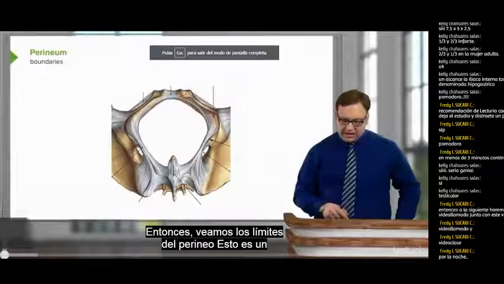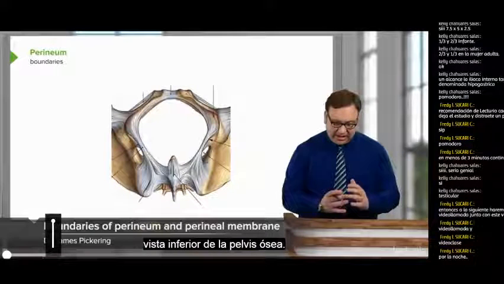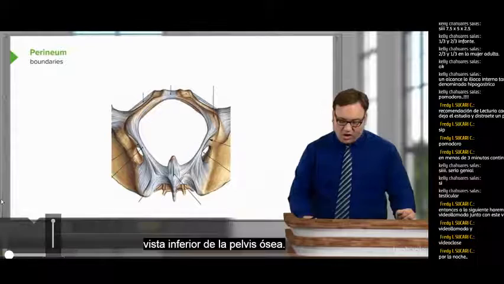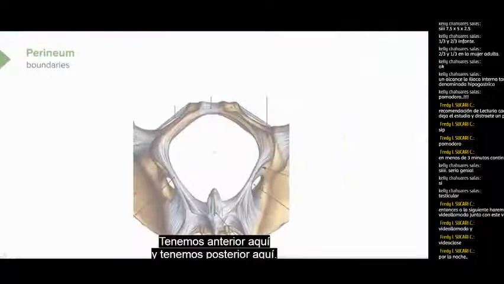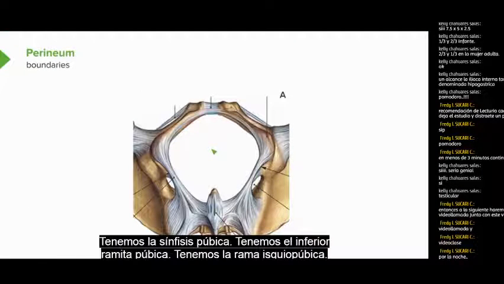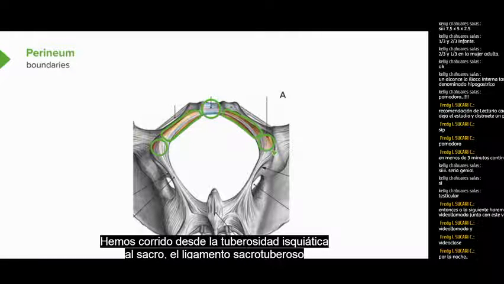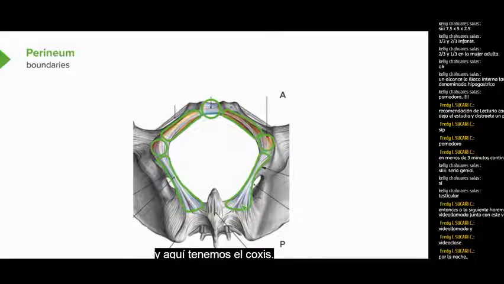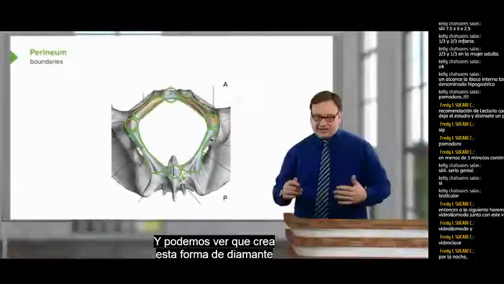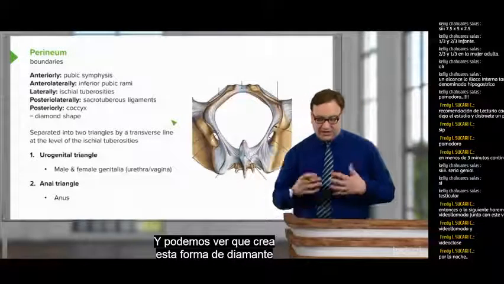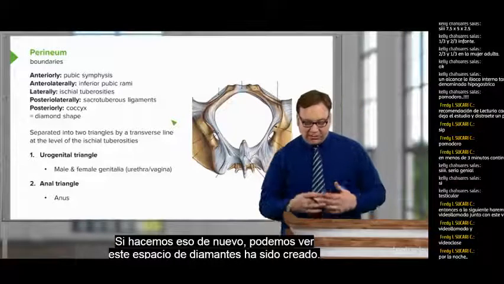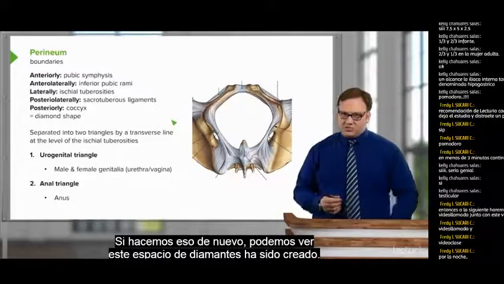Perineum limits. The inferior view of the bony pelvis. We have anterior up here and posterior here. We have the pubic symphysis, the inferior pubic ramus, the ischiopubic ramus, and the ischial tuberosity here. Running from the ischial tuberosity to the sacrum, we have the sacrotuberous ligament, and here we have the coccyx. We can see that this creates a diamond shape. If we do that again, we can see this diamond shape has been created.